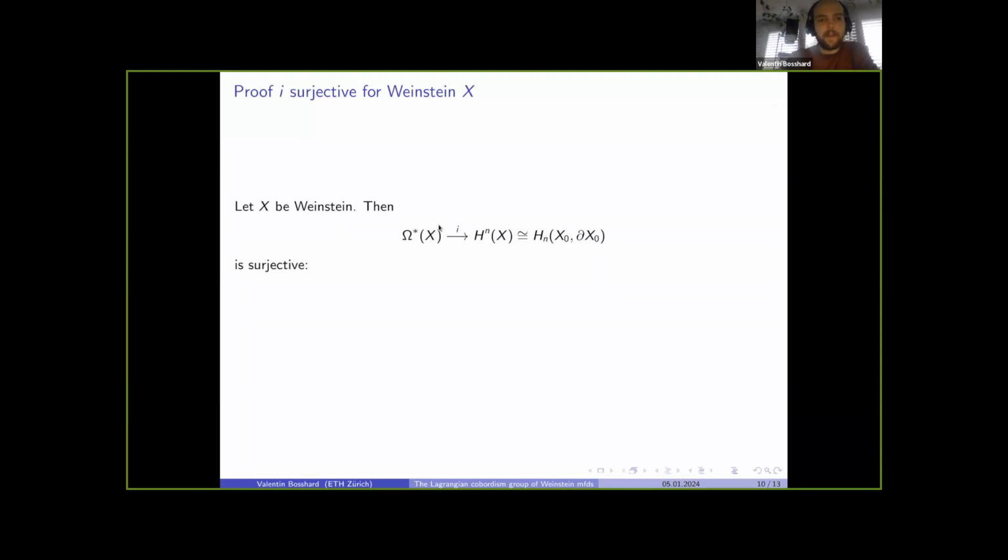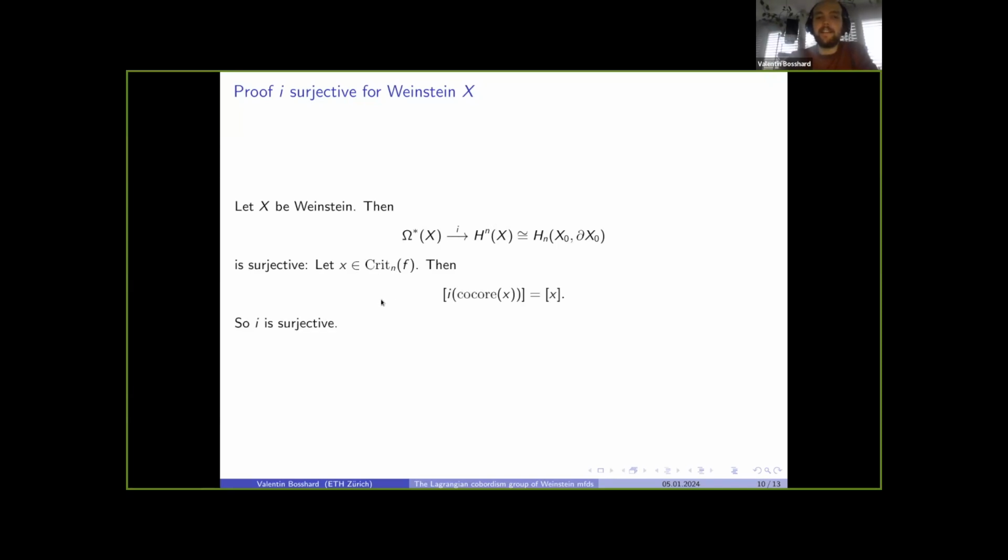So let's get back to what we want to prove. We want to prove that this map is surjective. So why is it surjective? Given an element, now let's think no more about relative homology, but about cohomology, but Morse cohomology. So we want to prove that there's a Lagrangian L that is mapped to the critical point, if you look at Morse cohomology.